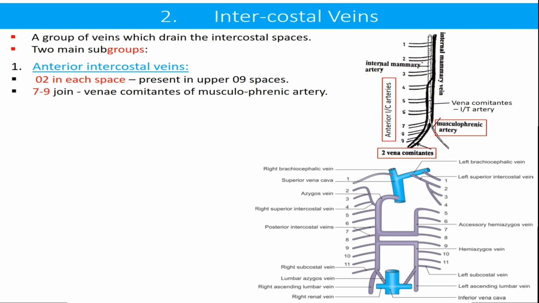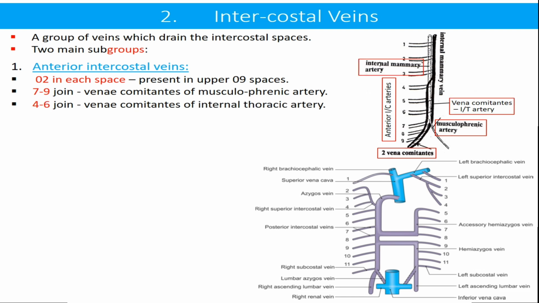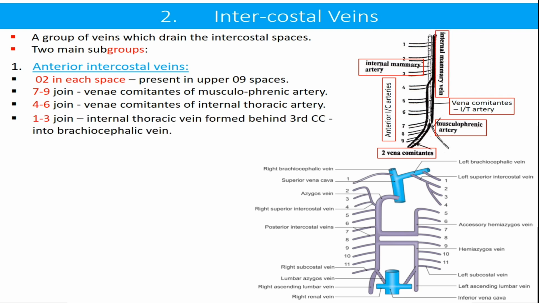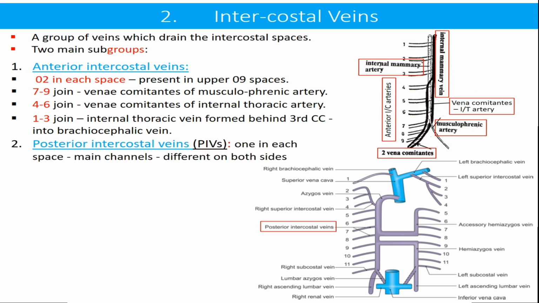7 to 9 join the vena comitans of the musculophrenic artery. 4, 5 and 6 join the vena comitans of the internal thoracic artery, whereas first, second and third join the internal thoracic vein, which is formed behind the third costal cartilage and itself drains into brachiocephalic vein.